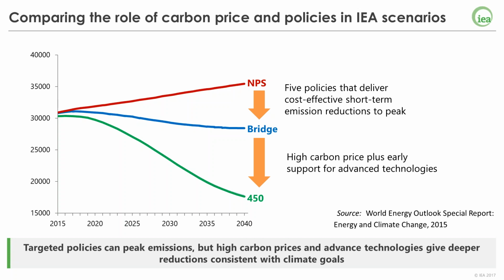To go from the bridge scenario to the 2 degree scenario of 450, the main policy difference is then a high carbon price as well as early support for advanced technologies. So we ask the question as to what the set of targeted energy policies of the bridge scenario could achieve and what it couldn't achieve without the high carbon prices of the 450 scenario.